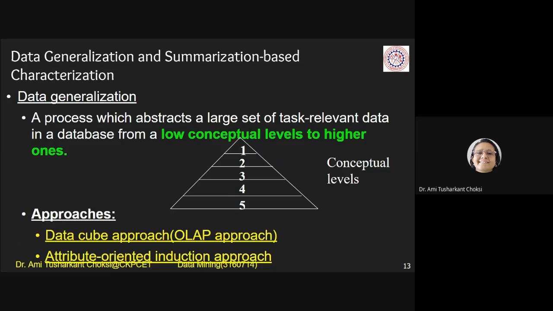Okay. So what are the approaches to do that? One is the data cube approach, that is the OLAP approach. OLAP is online analytical processing. And the second approach is the attribute oriented induction approach, right? That is for data generalization, right?